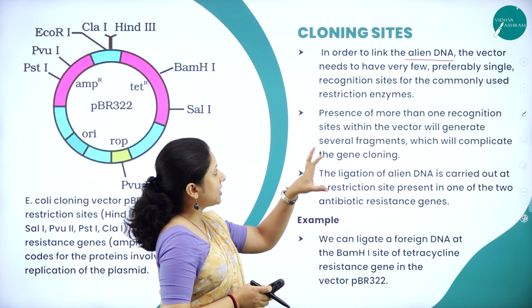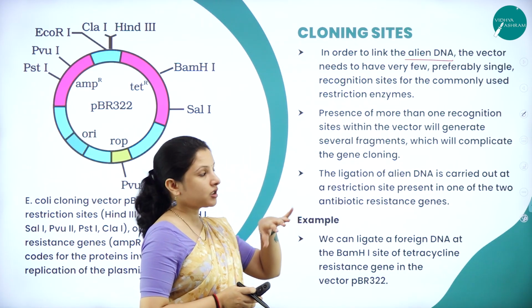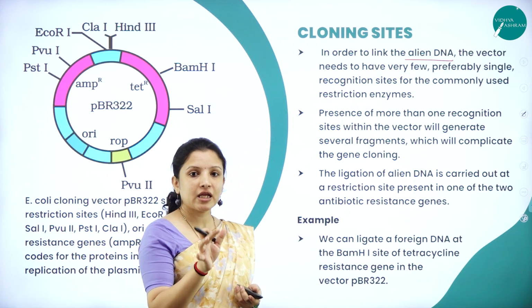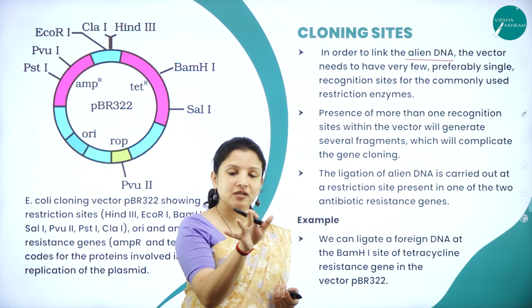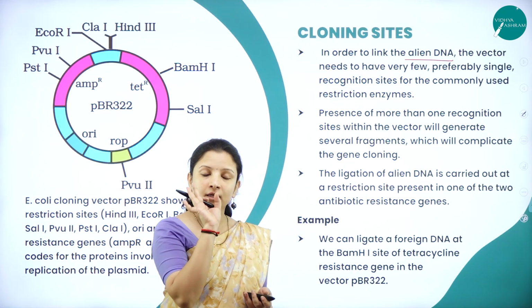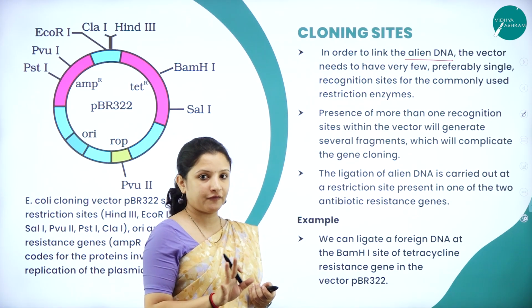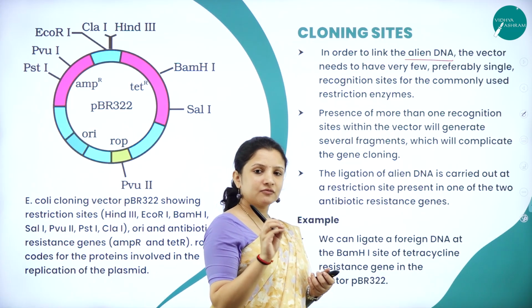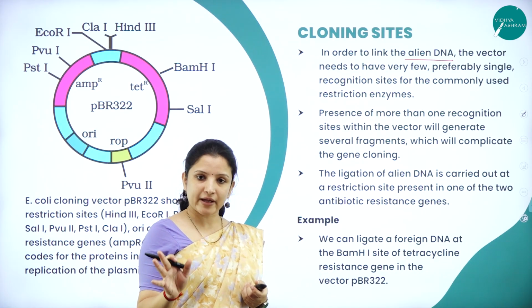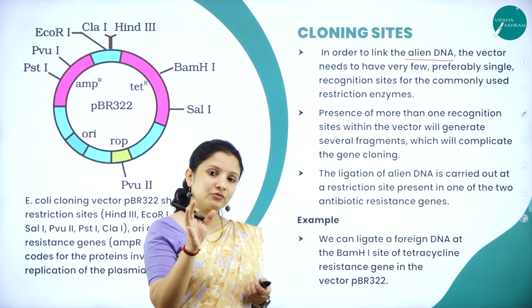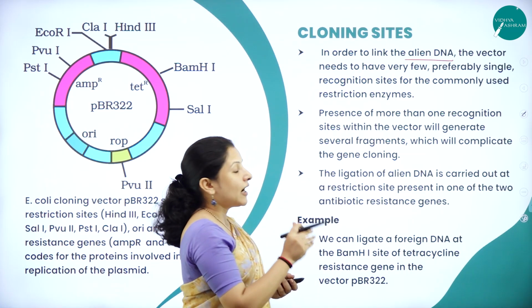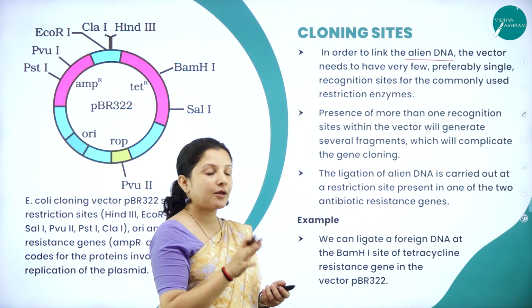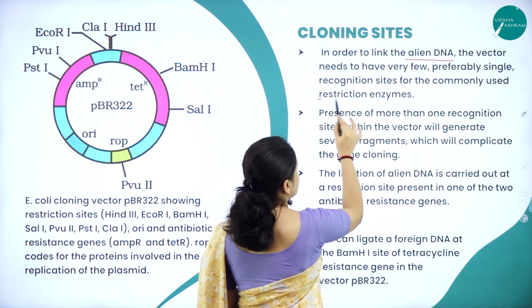So that alien DNA, if it has to be linked, the vector needs to have very few cloning sites. If at least a single cloning site is there, then such vectors are mostly preferred. So most preferred is 1 or 2 cloning sites. Well, it's okay. But vectors which are mostly preferred are those having only a single cloning site. And that cloning site will be capable of recognizing the restriction enzyme.